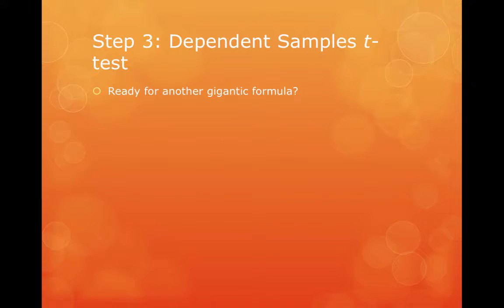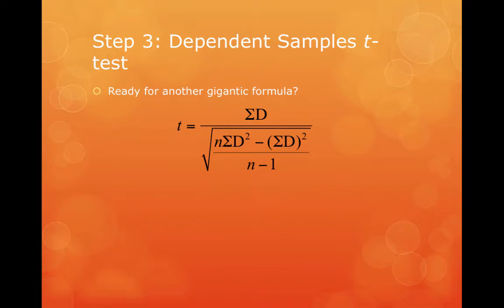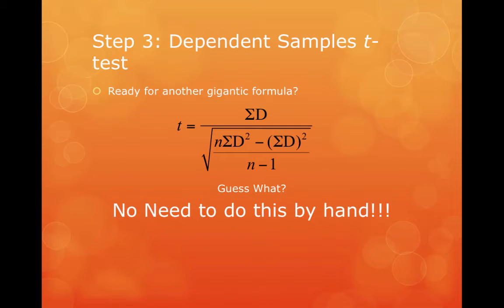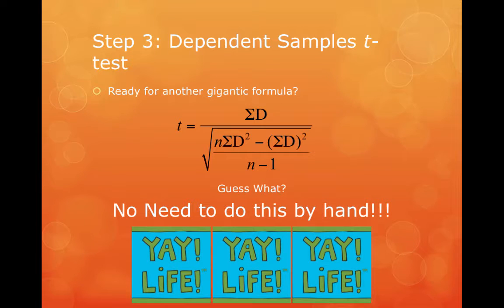So let's take a look at step 3, which is calculating our dependent samples t-test. Ready for another gigantic formula? Here it is. The thing is, guess what? We don't have to do this by hand. Woohoo! Aren't you happy about that? So if we don't have to do this by hand, well then how are we going to get our t-test?